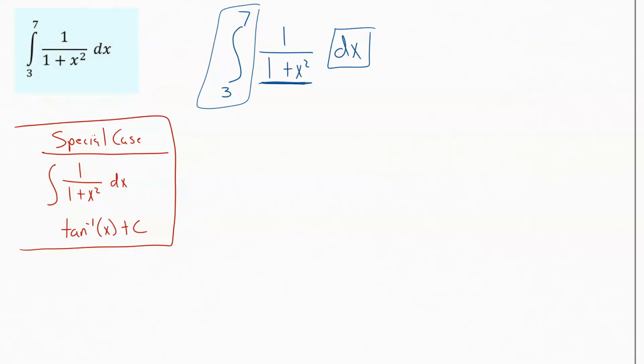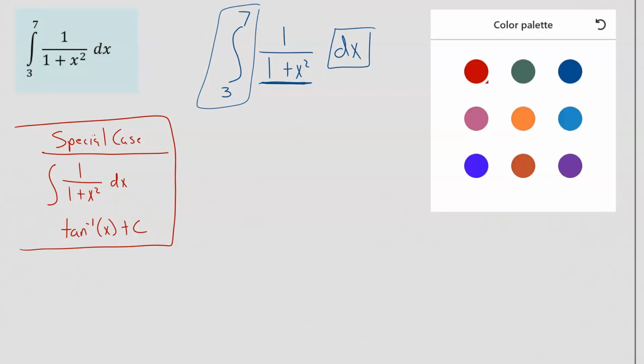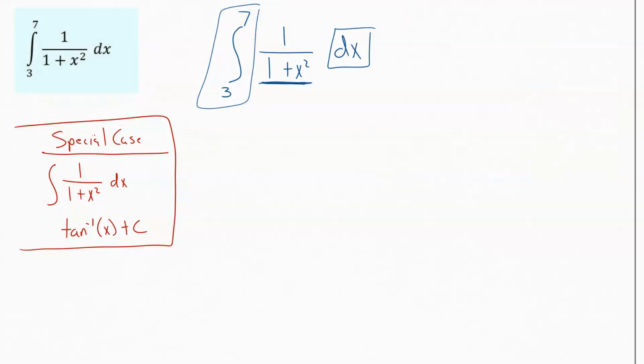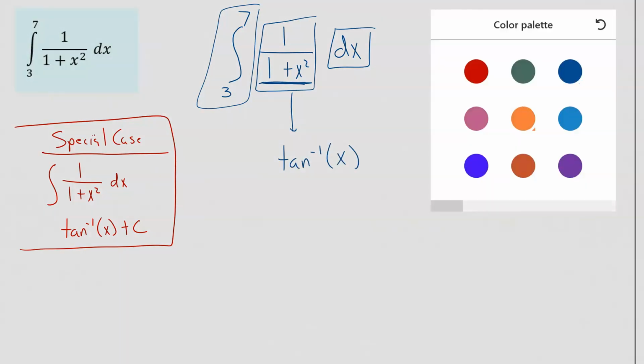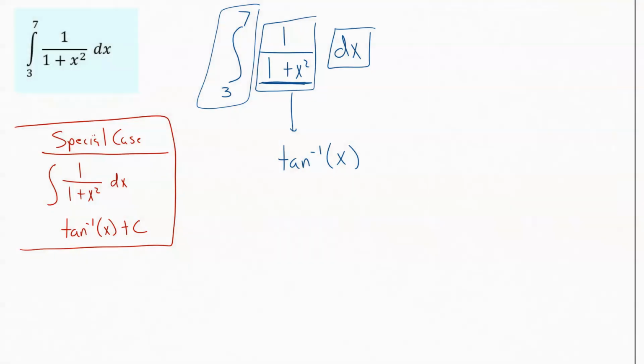But this is just a straight up, you got to have this thing memorized or else you're never really going to guess it. So what we see is that this fits our special case exactly. So what we get out of there, the antiderivative of this is tangent inverse of x. And then when you have bounds on here, you go ahead and put this evaluated bar. So you would evaluate it from a lower bound of 3 to 7.